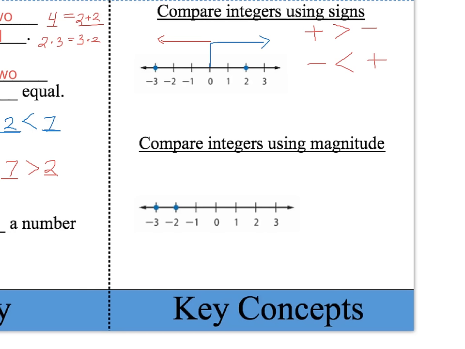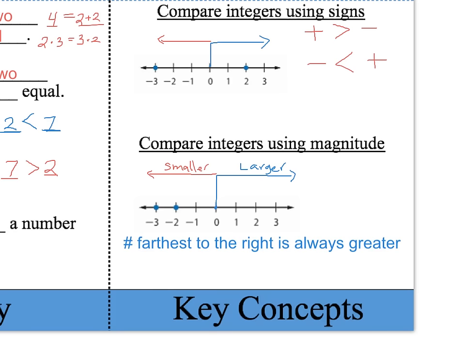The second key concept says let's compare integers using magnitude. We already know that if we start at 0, anything to the right of 0, as I continue to move to the right, the numbers get larger. So the numbers on the right hand side of 0 get larger as I move away from 0. However, if I move to the left of 0, the numbers continue to get smaller. So we know that the number farthest to the right is always greater. We also know that the number farthest to the left is always smaller. So we're going to use these key concepts to solve the following examples.